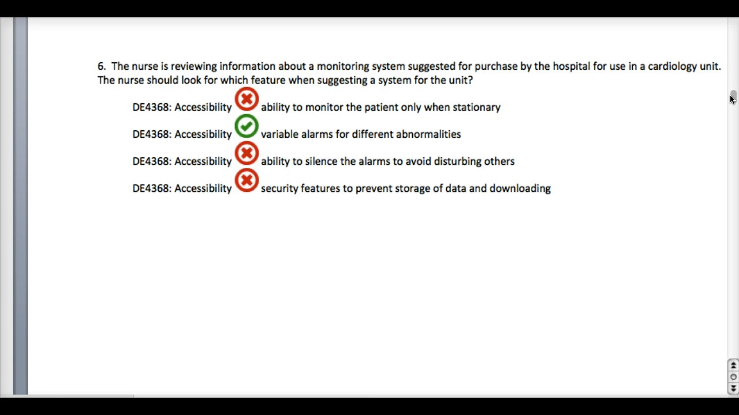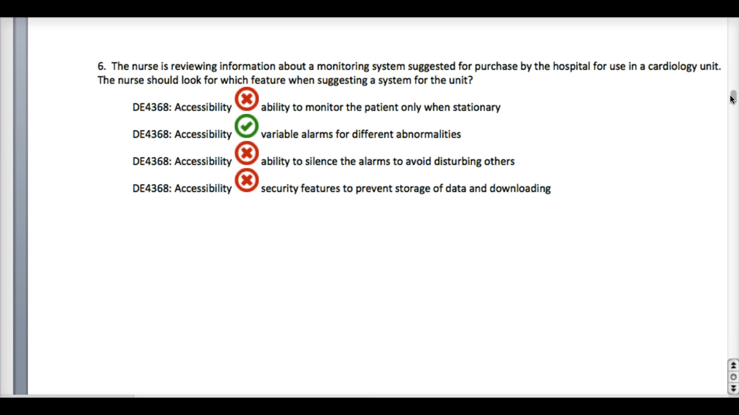Ability to monitor the patient only when stationary. Well, in a cardiology unit, that's not going to happen. Variable alarms for different abnormalities. Well, we use a variety of different alarms on our phones to notify us if one person is calling or another person is calling. So that sounds like a pretty good idea. Ability to silence the alarms to avoid disturbing others. If you're implementing a monitoring system for use in the cardiology unit, you want to be able to hear the alarms.